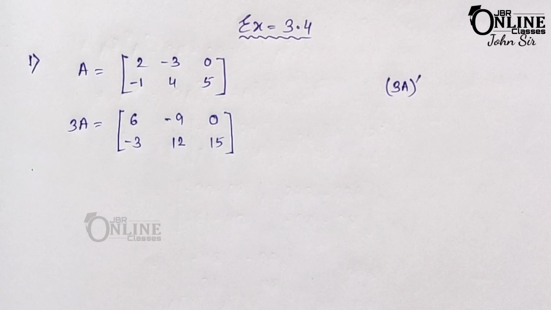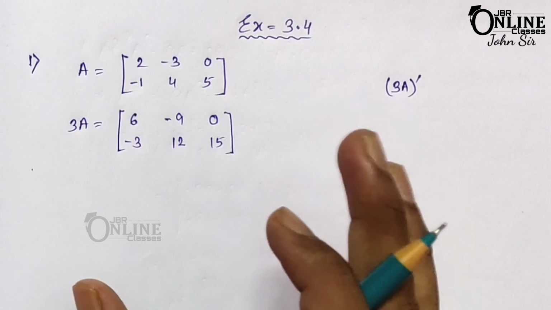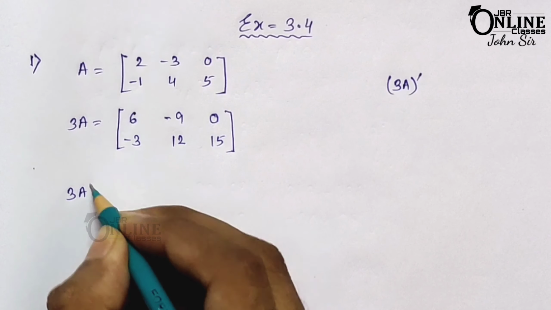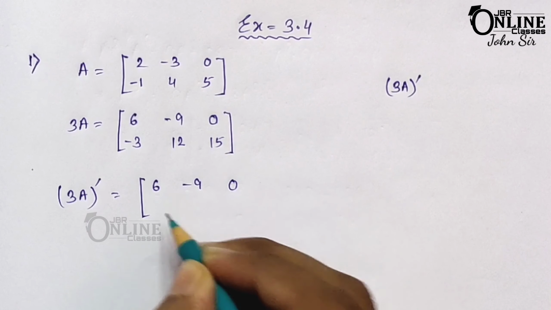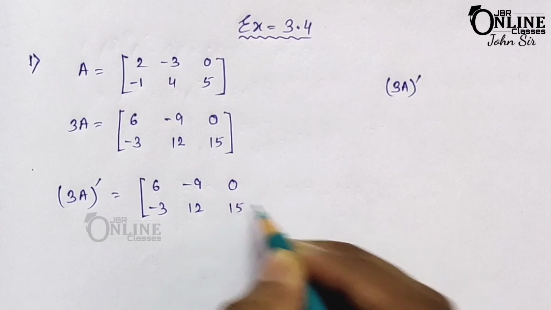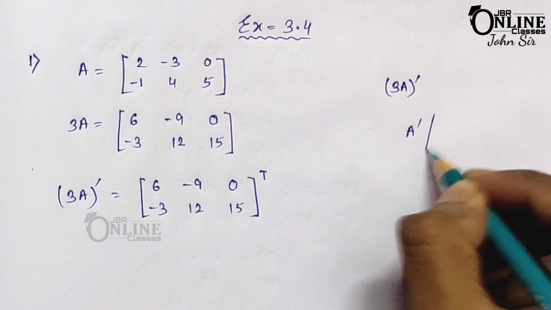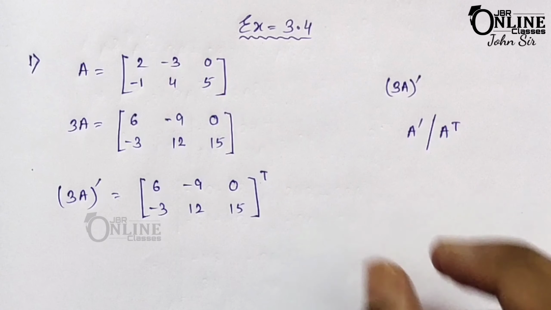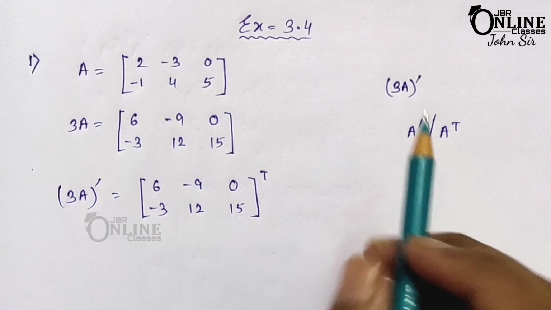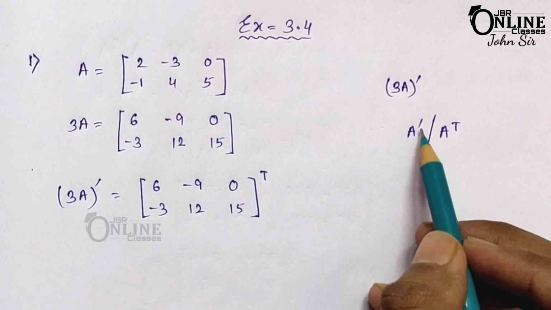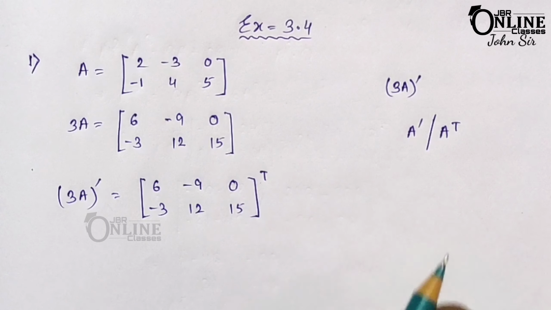Now here you have to find out 3A transpose. So what is the meaning of the transpose of a matrix? Suppose here you have 3A transpose to find out. So first you have to write down 6, minus 9, 0, minus 3, 12, 15, and then here you can write dash or T, because A dash or A^T is the notation of the transpose. Suppose A is a matrix, then if you want to find out the transpose of A, then it will be A dash or A to the power T. Right, in this way you have to write down, this is the notation of transpose.